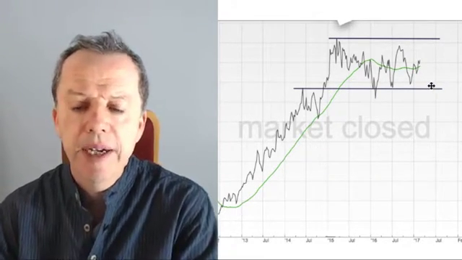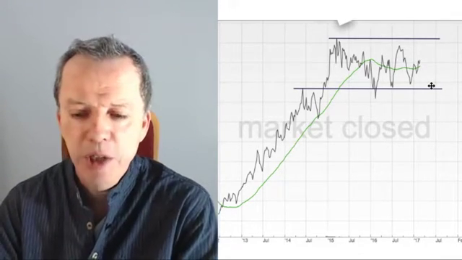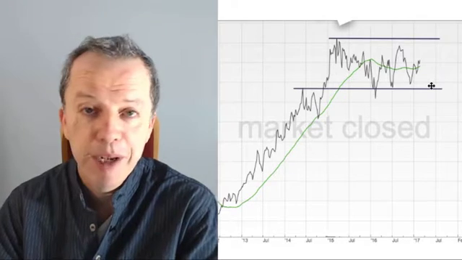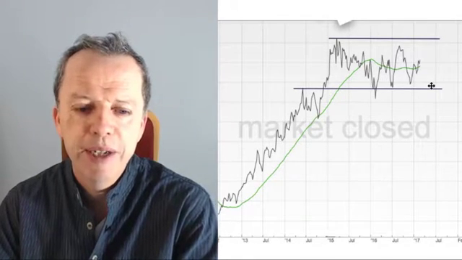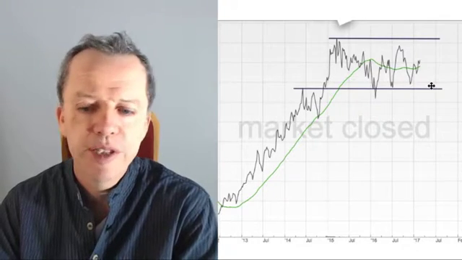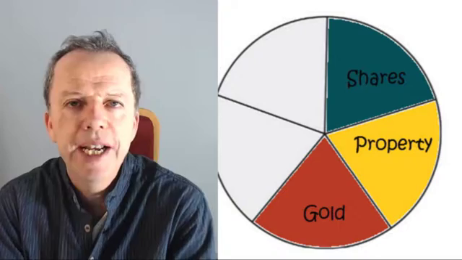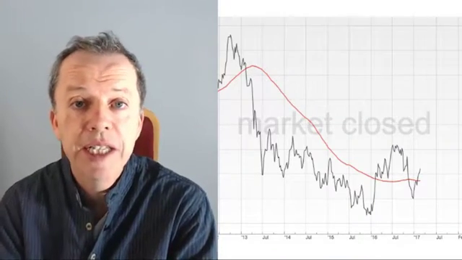So I'm going to split my property investment into two. So there you go. That's my plan for Monday. I'm going to do two trades, two buys of two different property investments. Right, let's move on and have a look at gold, the third slice.